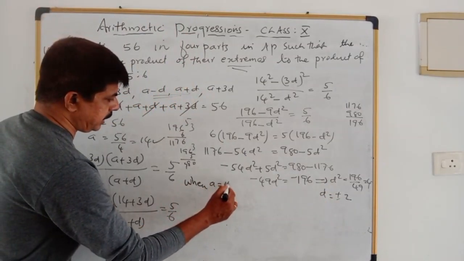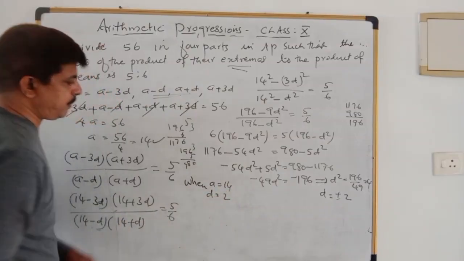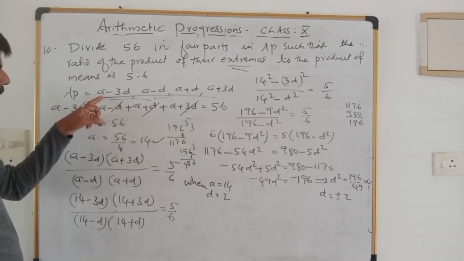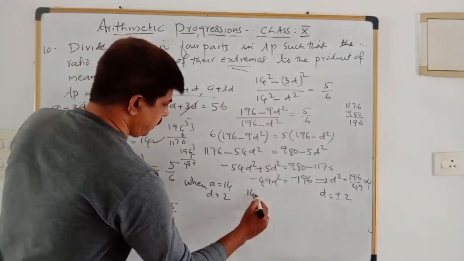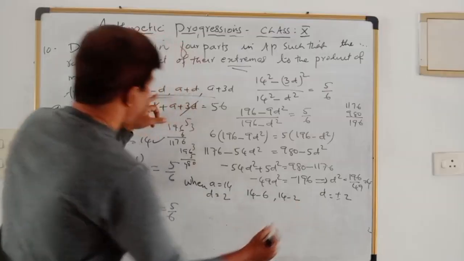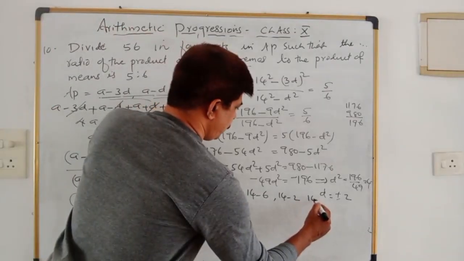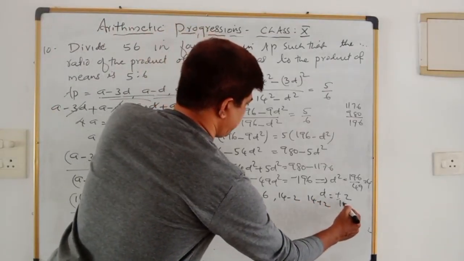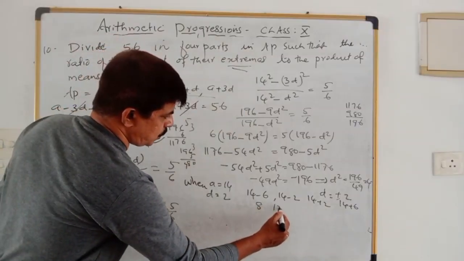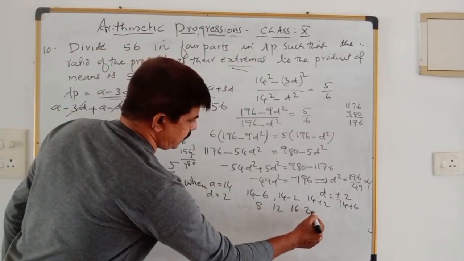When a is 14 and d is 2, how will the AP be formed? Here you substitute for a and d value. 14 minus 6, 14 minus 2, 14 plus 2, 14 plus 6. That is how the AP is: 8, 12, 16, 20.